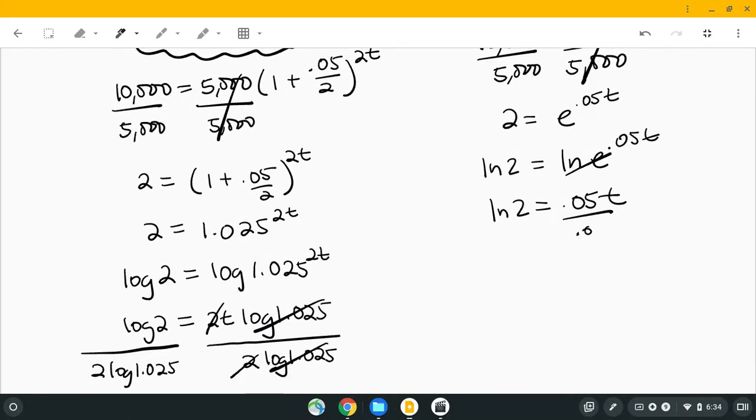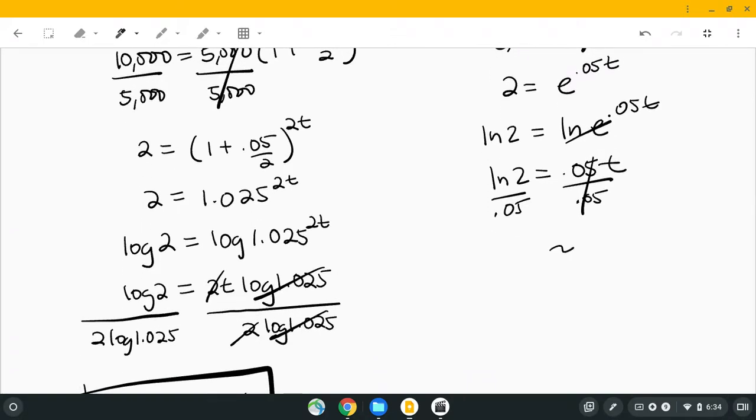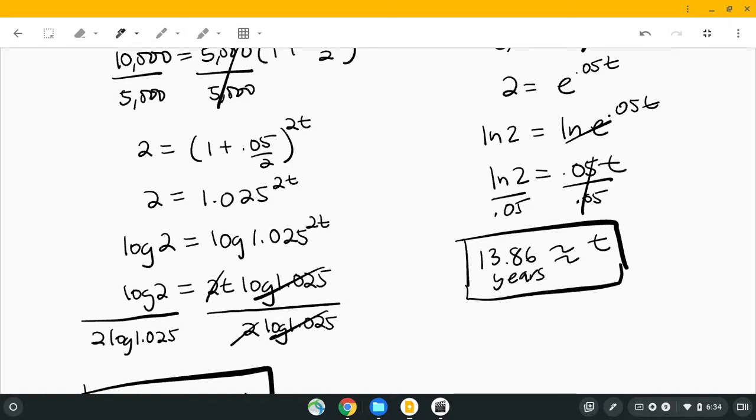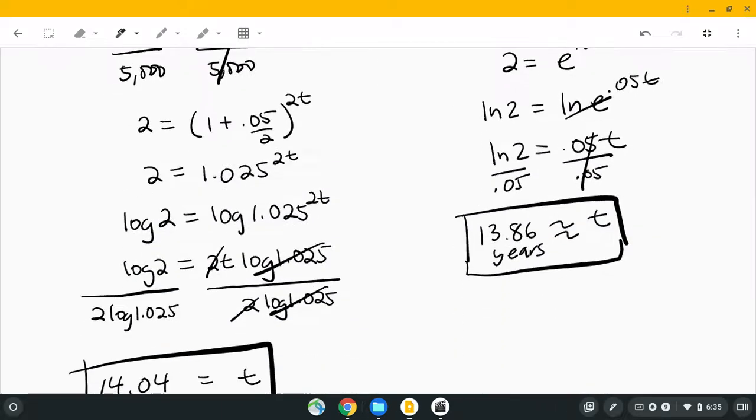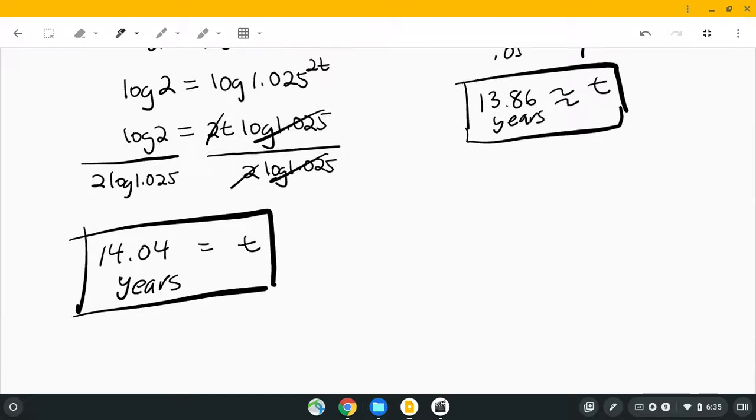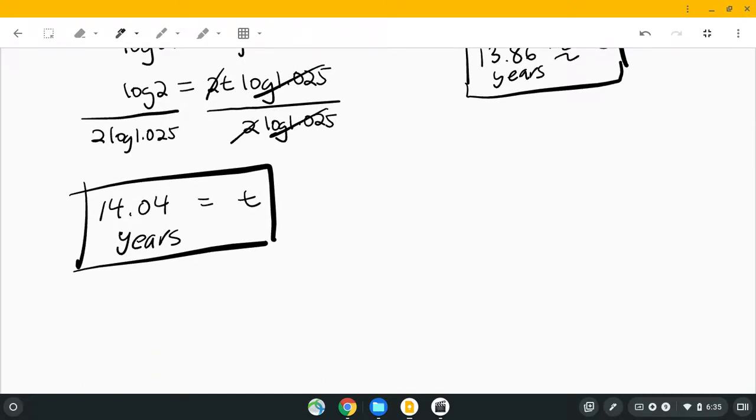And then divide both sides by 0.05. If you punch that into your calculator, you get 13.86. So that's how many years it will take if you use the account compounded continuously. 13.86 years compared to 14.04 years. A little bit faster, which we knew it would be. All right, go ahead and try this one.